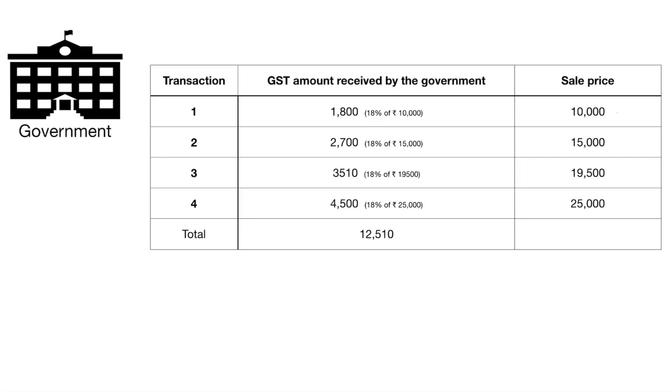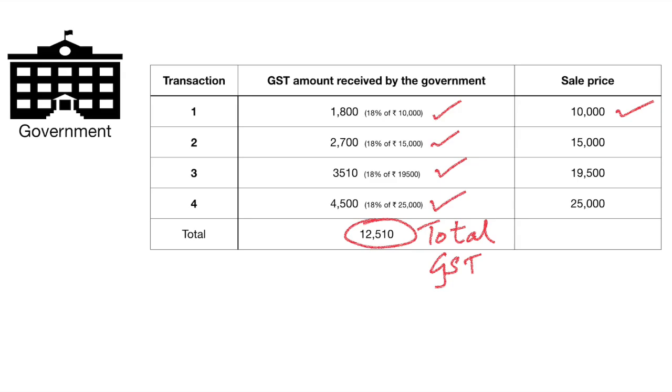Transaction 1, sale price was 10,000 and GST at 18% on that was 1,800. Likewise, in the second transaction, 2,700, in the third, 3,510, in the fourth, 4,500, and the total GST that the government has received comes to 12,510 rupees. Correct? Okay. Let us see some more details.